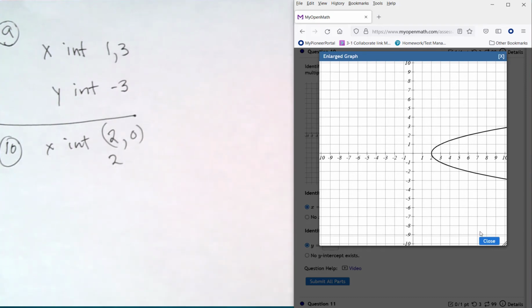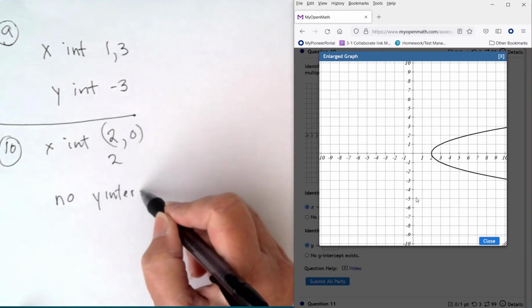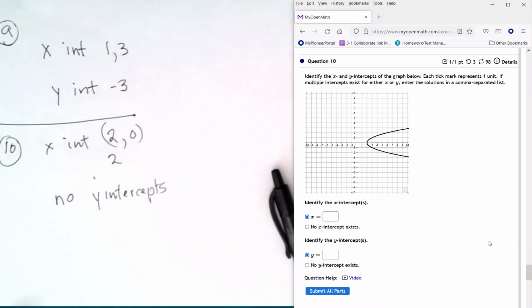Now, how about a y-intercept here? No, this graph is over here. It never crosses or touches the y. So there are no y-intercepts on this one. So for x, we have 2. For y, we will just choose this choice. No y-intercept exists.